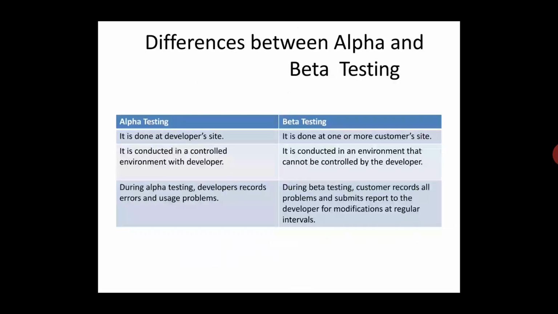If you want to know the difference between alpha and beta: alpha is performed on the developer side, beta is performed at the customer side. Alpha is conducted in a controlled environment with the developer, while beta is conducted in an environment that cannot be controlled by the developer. Only selected users can do beta testing. During alpha testing, developers record errors and usage problems. During beta testing, the customer records all the problems and submits a report to the developers for modification requirements.